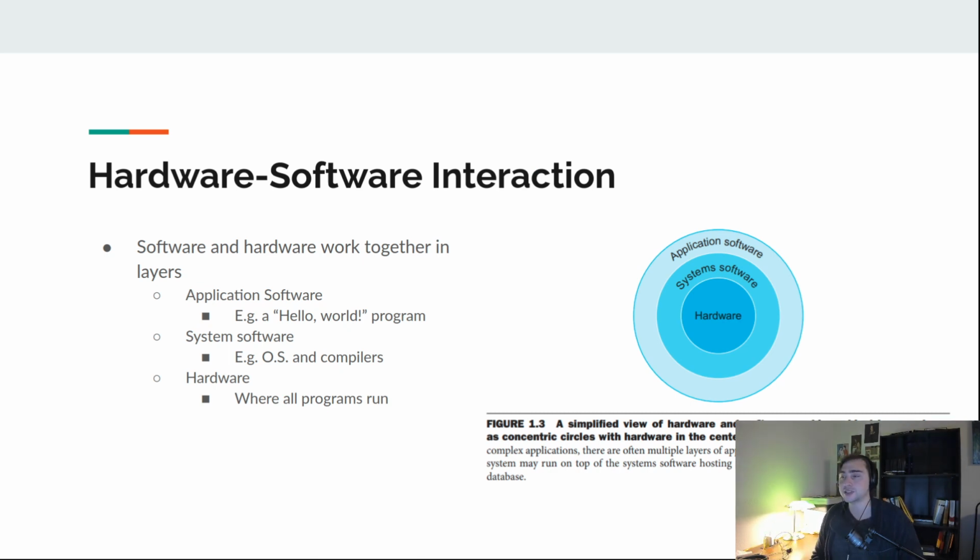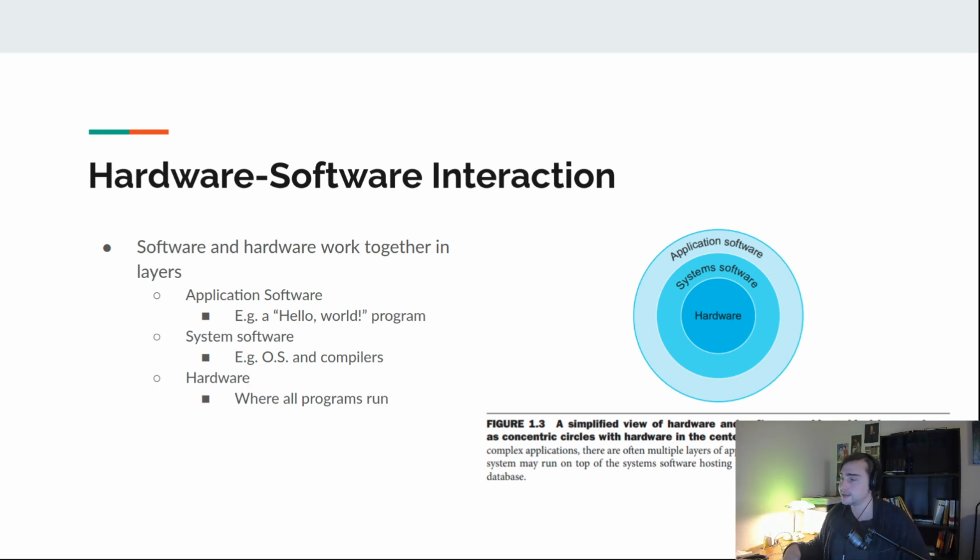We have our application software, which sits at the outer surface. One level deeper, we have our system software, and then below that we have our hardware. So our application software will be just an application that we'll write. So something like a Hello World program. Between that and the hardware, we have our system software, which includes things like operating systems and compilers.